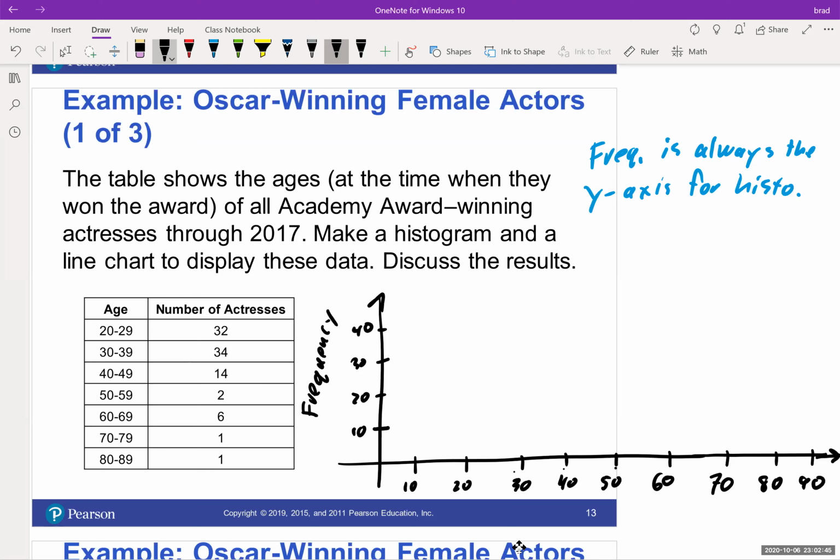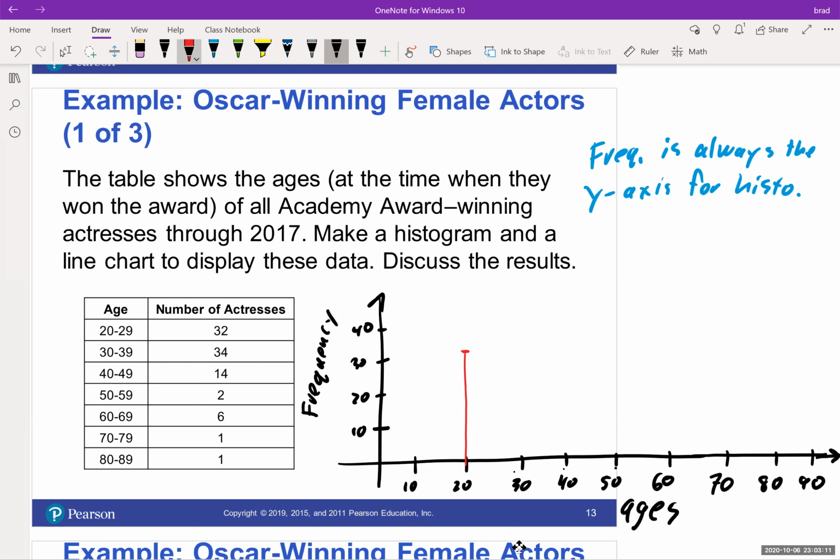And then this is the age group, I believe. Make a histogram, the ages. So this is ages down here, okay? So now what I'm gonna do is create a histogram, okay? And the histogram says that we have from age 20 to 29. So I'm gonna start right here, and there were 32. So I'm gonna say 32 is gonna be right about here somewhere.